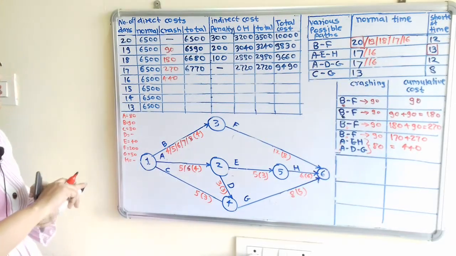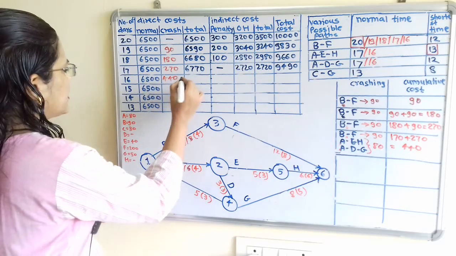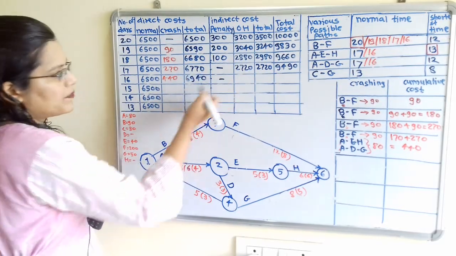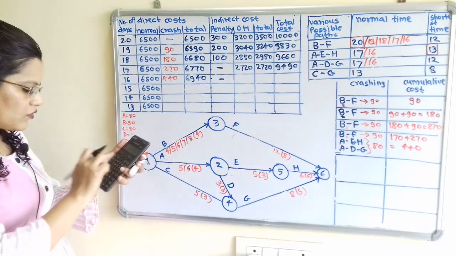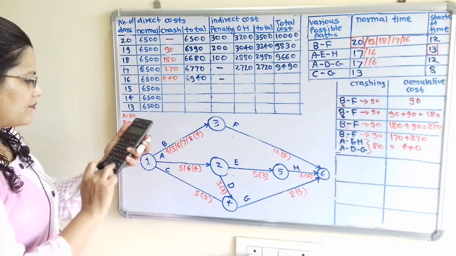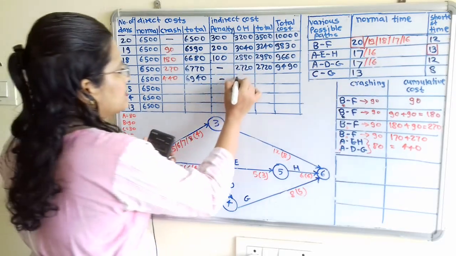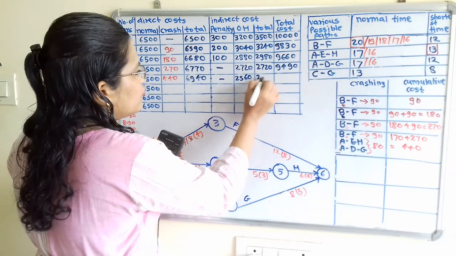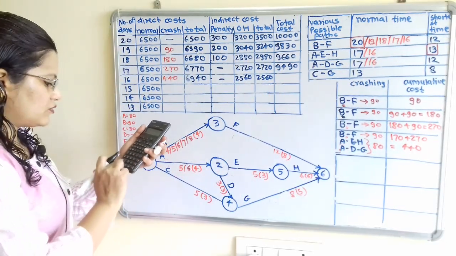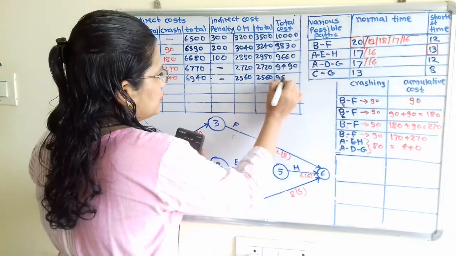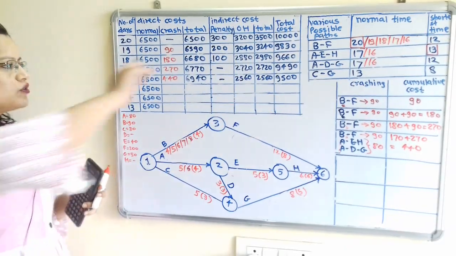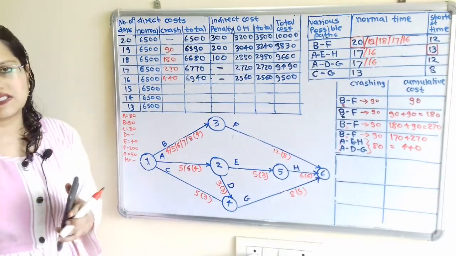So again we will calculate the cost. So here total cost is 6940. Here no penalty cost. Overhead cost 160 multiplied by 16, that is 2560. So here 2560 plus 6940, that is 9500. So we have to pay this 9500 if we complete the project in 16 days.